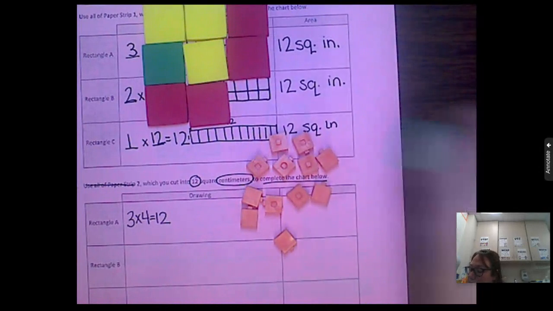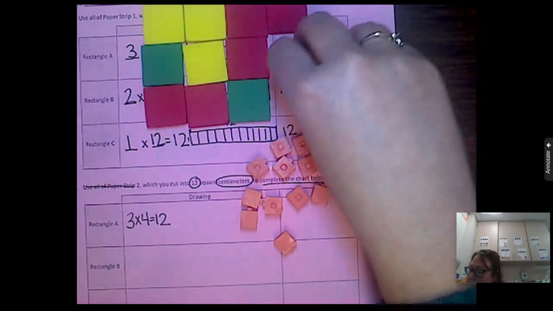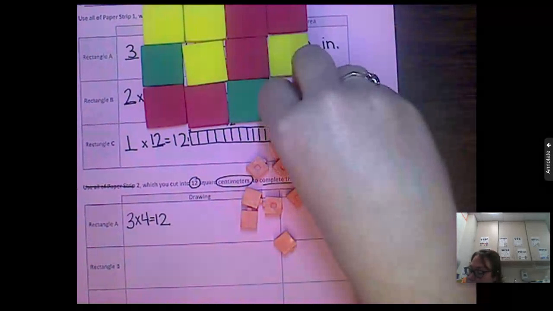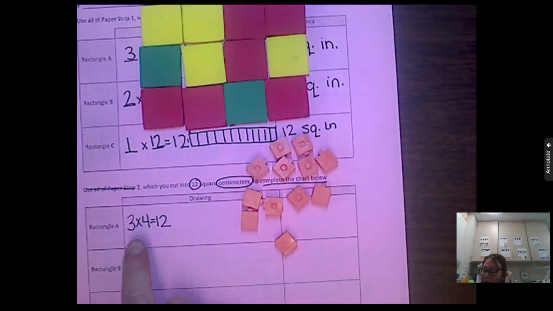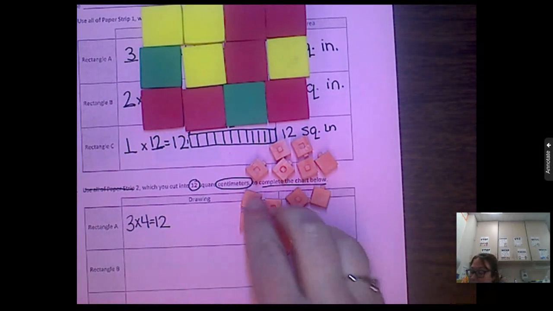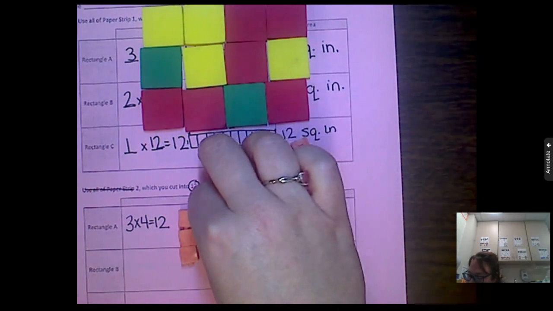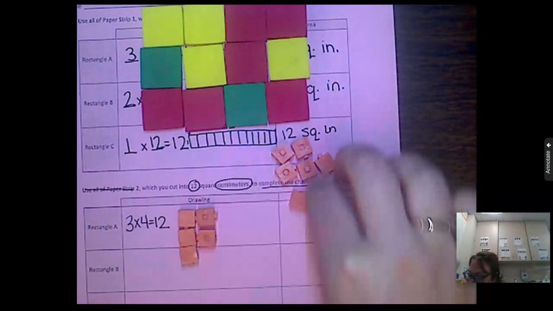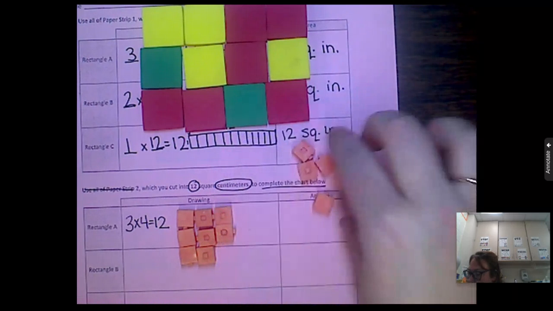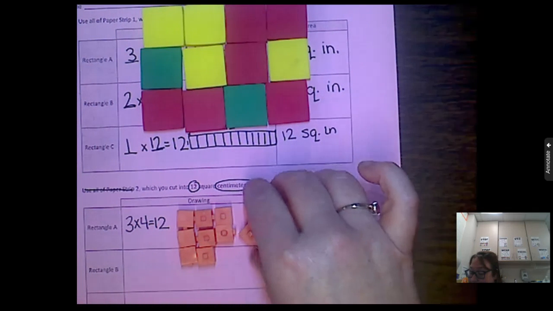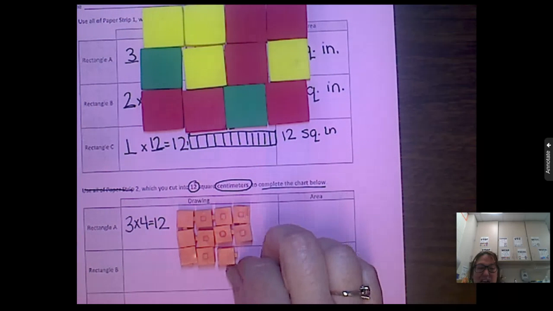We had 3 rows of 4. Okay. And once you have that done, I want you to make it again down below, but we're using our square centimeter tiles. So 3 rows of 4. These aren't going to fit together perfectly for me, guys, because these are not flat. They are like the linking cubes that I'm just using to show you the centimeter size. But let's just pretend that there's no gaps in there.